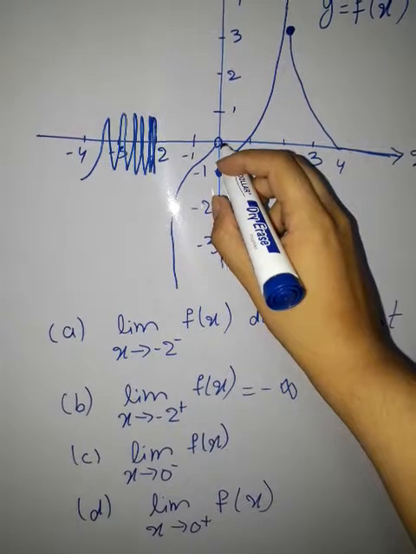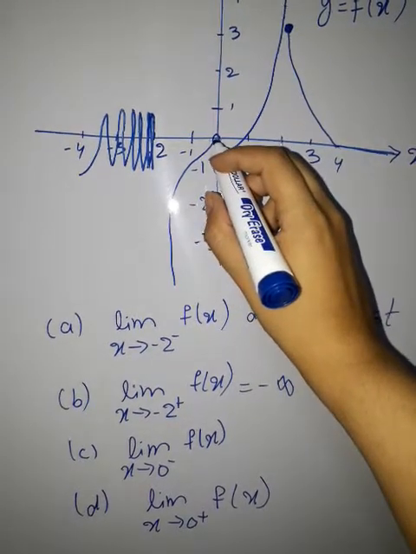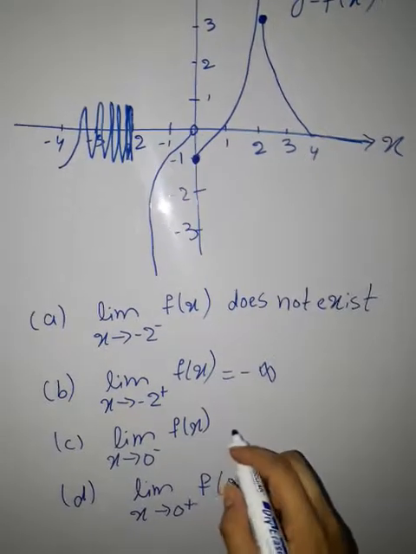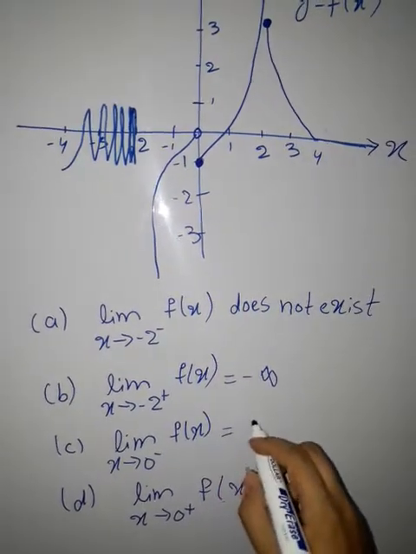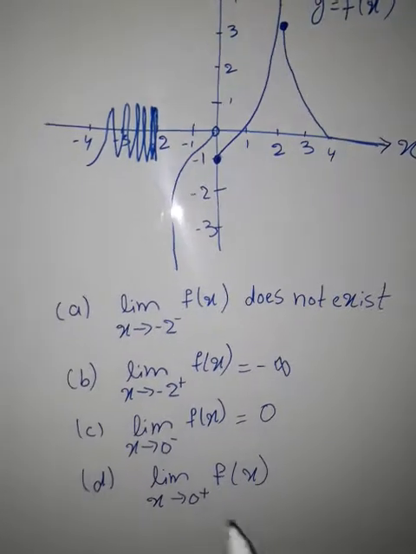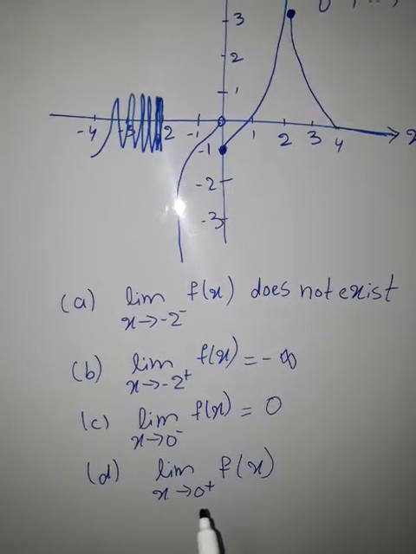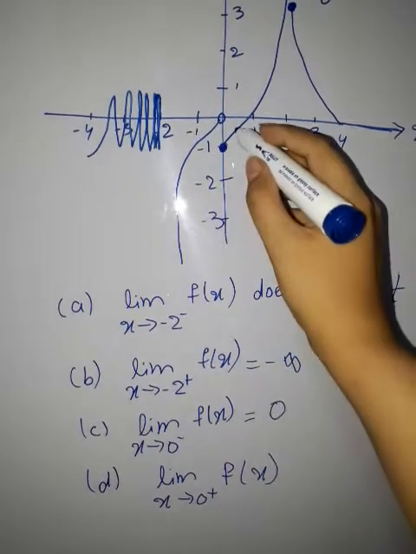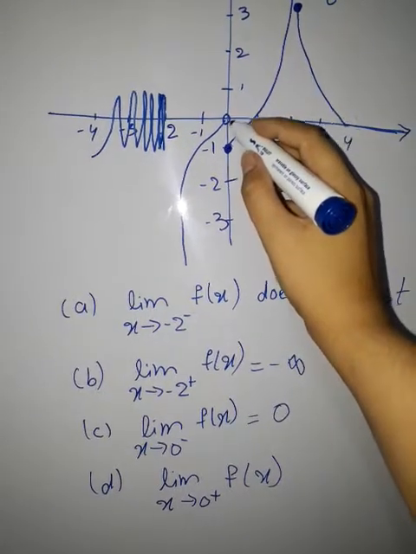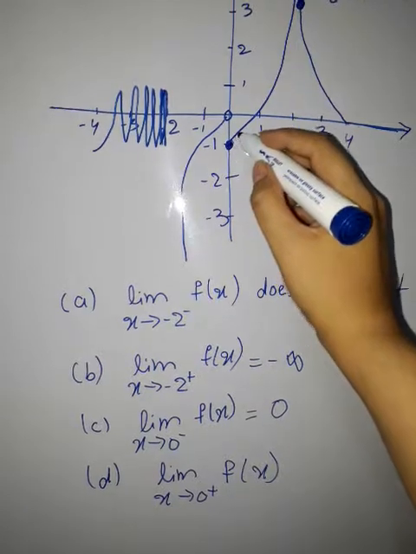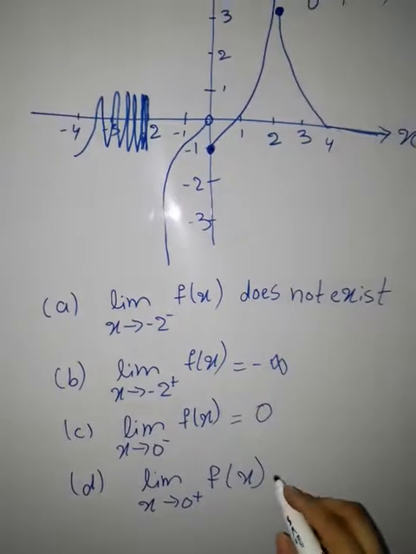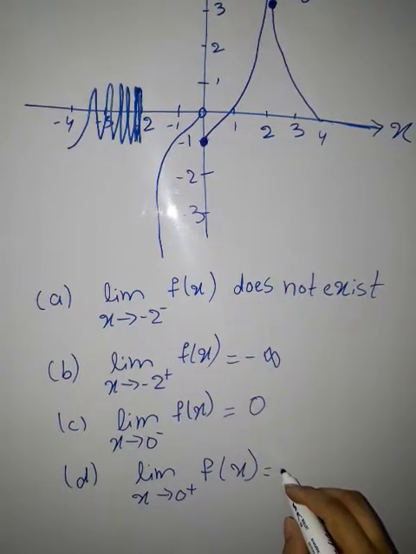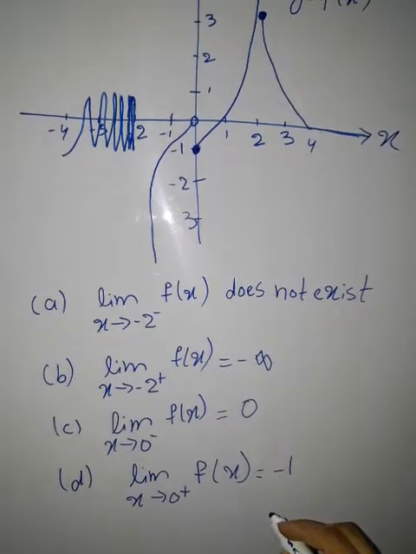Next, limit as x approaches 0 from the left-hand side of the function f of x. When x approaches 0 from the left-hand side, the curve is approaching 0, so its answer is 0. Next, limit as x approaches 0 from the right-hand side of the function f of x. When x approaches 0 from the right-hand side, the curve is approaching -1. So here is the answer, -1.